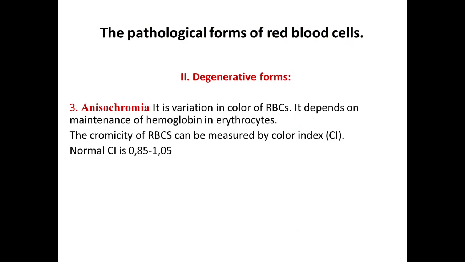The next form of degenerative erythrocytes is anisochromia. This is variation in color of RBCs. The color of RBCs depends on the content of hemoglobin in erythrocytes. The color of RBCs, or chromicity, can be measured by the color index. The normal rate of the color index is from 0.85 to 1.05.